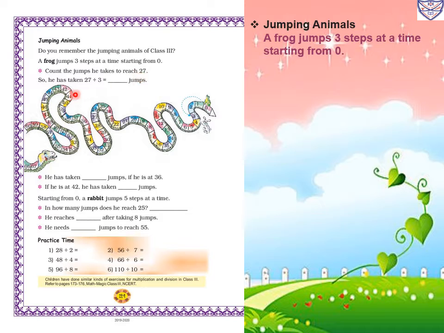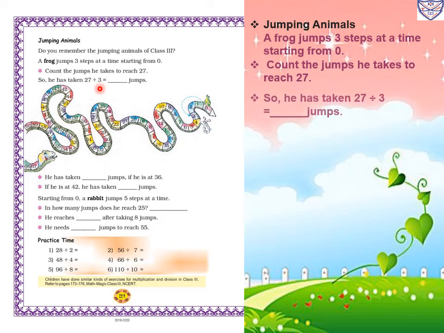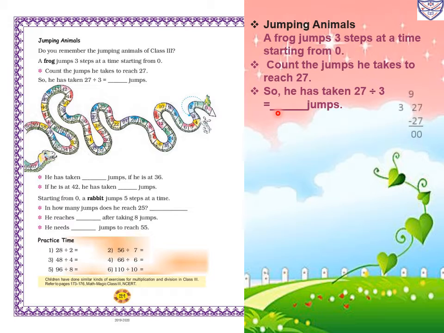So how will we do it? What we will do? We will divide it by 3. So 27 divided by 3 equals dash jumps. So we will look in the 3 table for 27. Yes, 3 nines are 27. So she has taken 9 jumps. So the frog has taken 9 jumps to reach 27, because the frog is jumping 3 steps at a time. So in 9 jumps she reached 27.